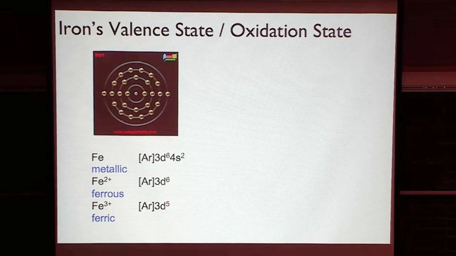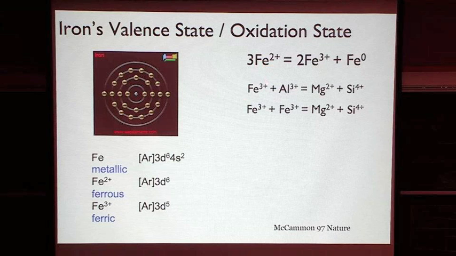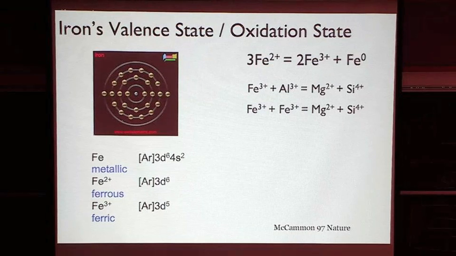And for these different iron valence states, there is an interesting discovery from more than 15 years ago. This is known as the self-redox reaction. What happens is you start with Fe2+ in an OPX that has the (Mg,Fe)SiO3, same composition as perovskite. It starts all as Fe2+, and when you convert it into perovskite, it produces Fe3+ and metallic iron.